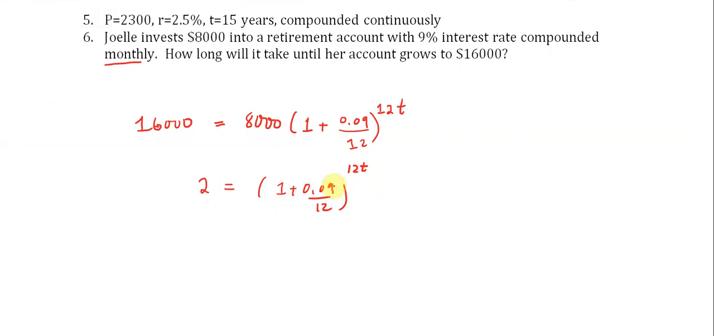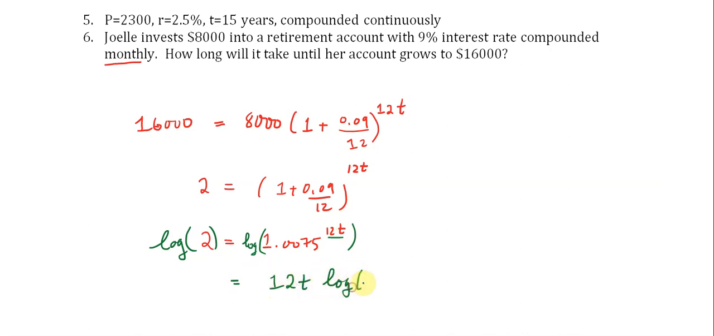All right. And then, actually, I'm going to compute 1 plus 0.09 over 12. So this is 2 is equal to 1.0075 raised to the 12t. Okay, and then to get rid of that exponent, I could take the log base 1.0075, but for the sake of using a calculator, I'm going to take just the common log of both sides. And so that allows me to take this 12t out to the front using the power rule. So this is going to be 12t log of 1.0075, and then the common log of 2 on this side. And this is a multiplication here.